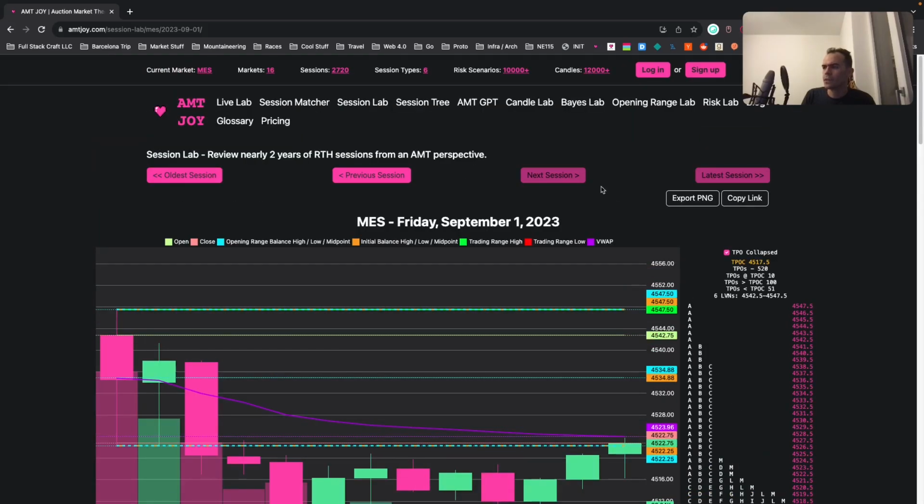All right. And also I should mention, expect some videos. I'll probably make another video right after this one about something quite interesting that happened, not today, but yesterday, September 5th session, and how I used this tool to get some nice longs on the day.